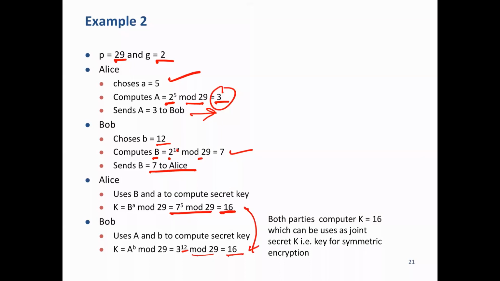All right, any questions? Are you able to understand it? Yes or no? Yes, sir. Okay, all right. Let's move ahead.